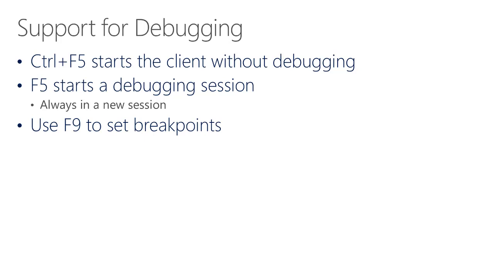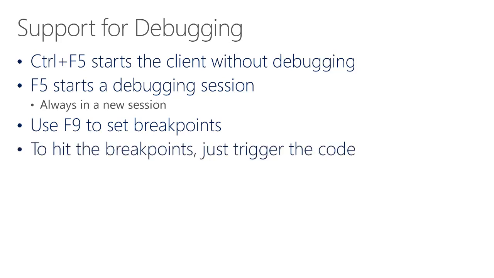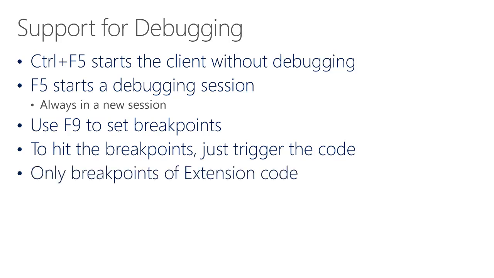Within VS Code, you can set breakpoints by using F9. And to hit the breakpoints, just trigger the code. For now, you can only set breakpoints in the extension code itself. You cannot break on some logic in the base app. You go into the code, you set a breakpoint, then you hit F5, which starts the debugger, and then you make the code hit the breakpoint, and that opens the debugger, and you can start debugging.